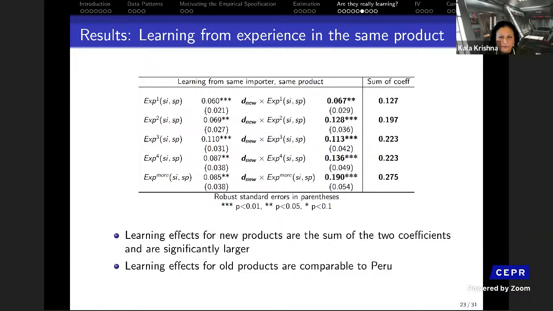So what about the learning effects for these old products? These are comparable with the effects for Peru. So for us, this was like the sort of bloody knife that you're seeing in a murder story. So we were very happy when we saw this. We said, okay, now we sort of believe our story that it's because Argentina has more experience than Peru. Experience is more important in Argentina than Peru, and it's all coming from these new products. The reason they're different is because of these new products. So this is how we interpreted it.